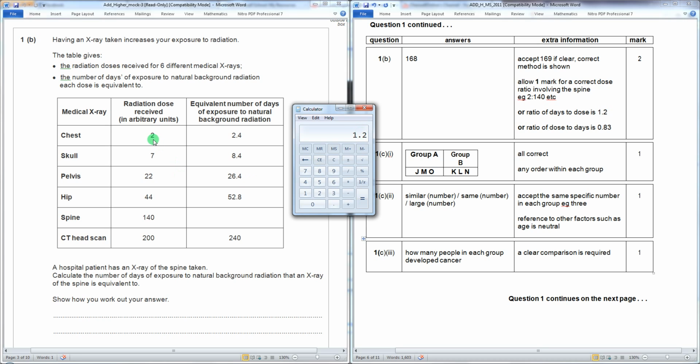So it looks like to get from the radiation dose column to the equivalent number of days column, all I need to do is multiply by 1.2. So if I take my 140 for the spine x-ray, multiply it by 1.2, I get the 168 that it says in the mark scheme. Okay, so you're all looking for ratios there.